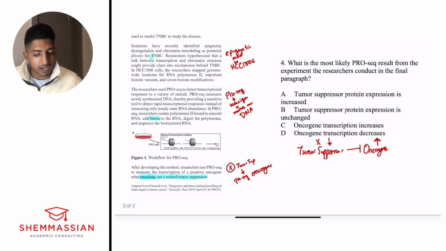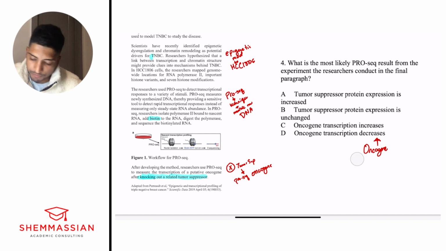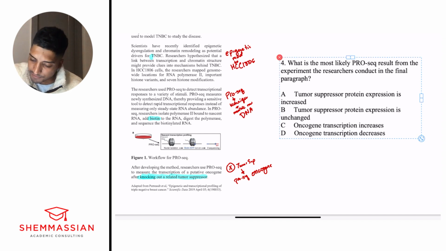And so right away, we see one answer choice that stands out. Oncogene transcription increases, right? If we have less transcription of this tumor suppressor gene that is inhibiting the oncogene, it makes sense that oncogene expression increases. So right away, very solid question number 4, and we're on to question 5.